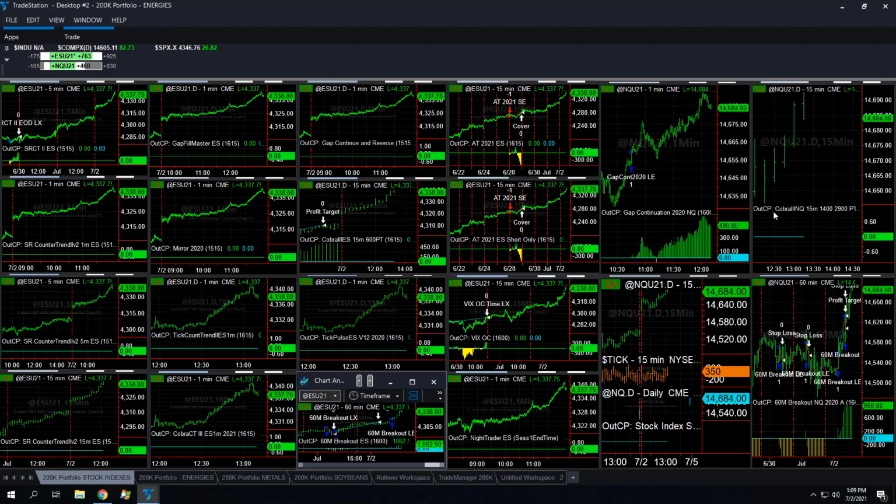And so those are the trades on the day for the 200K portfolio, and how to know if your net position in real time matches the signals you see on the chart.